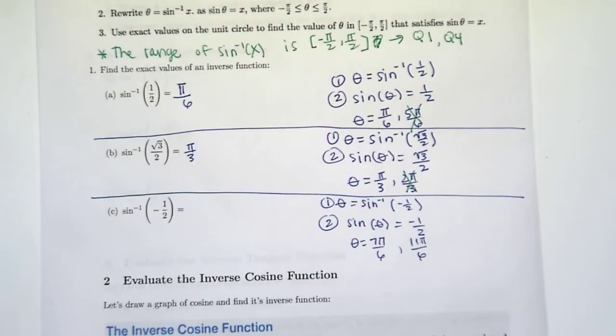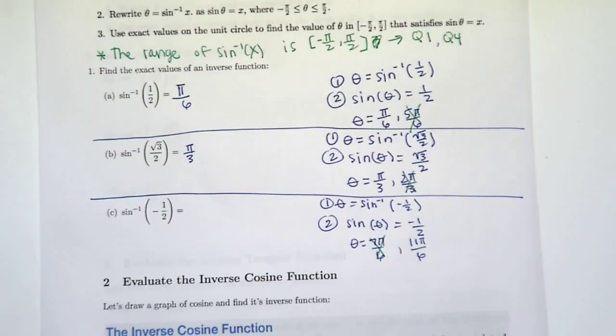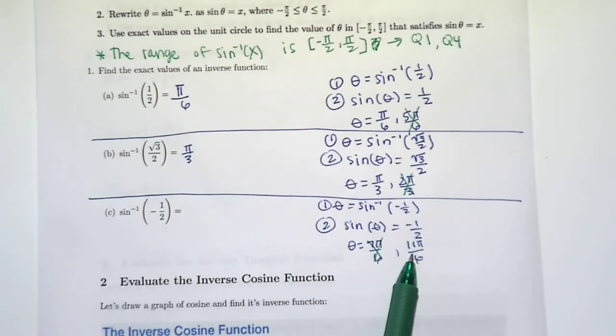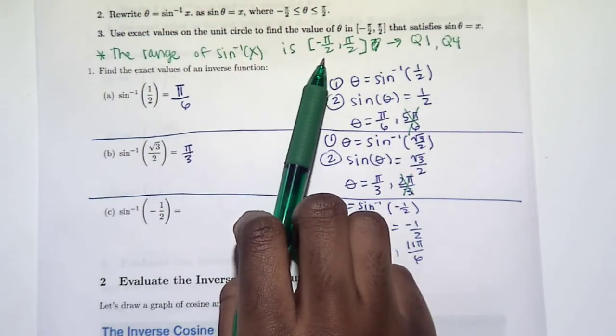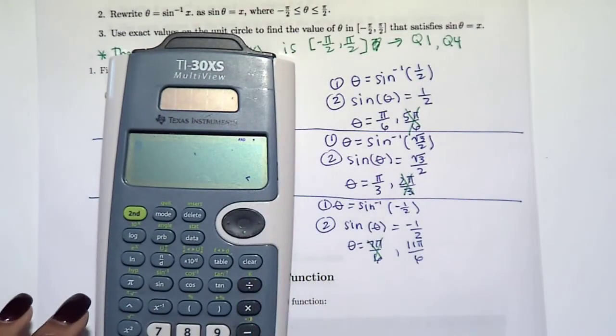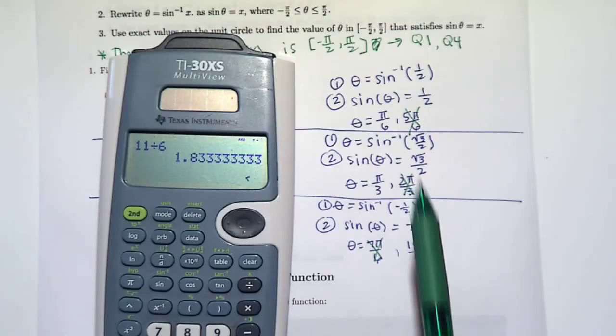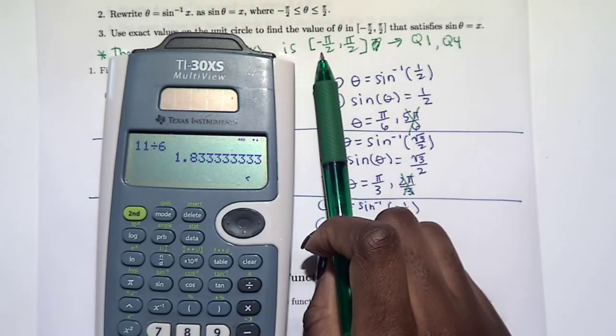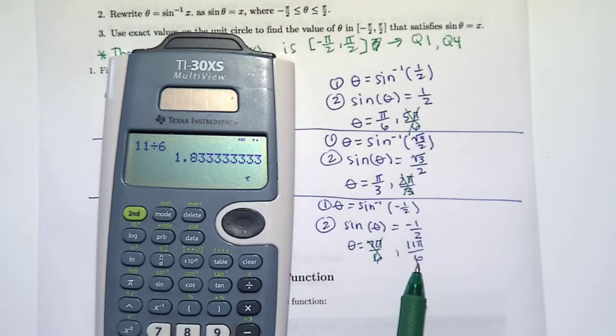Well, we know 7 pi over 6 is in the third quadrant, which is not where it should be. 11 pi over 6 is in the fourth quadrant. However, is 11 pi over 6 between negative pi over 2 and positive pi over 2? It should not be. 11 over 6 is about 1.8, and that is much bigger than 1/2 pi. So this also is not the answer. It is, however, coterminal to the answer.